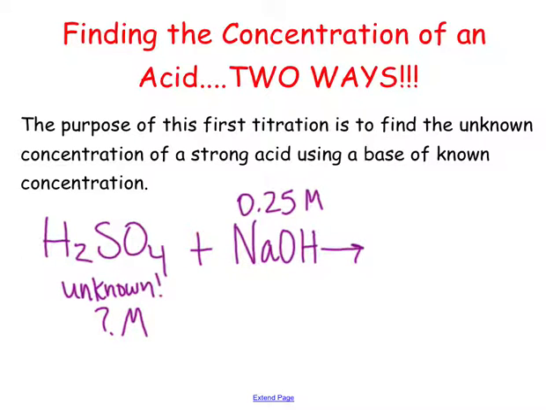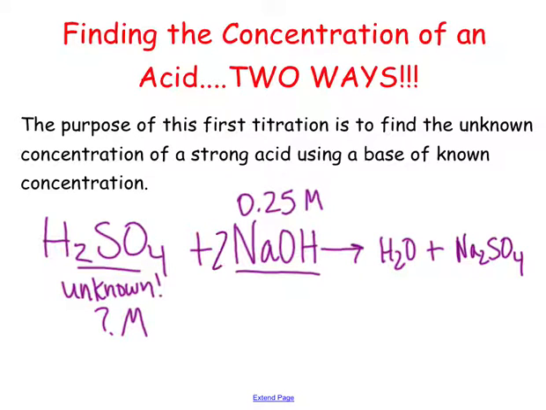So we know that our products, of course, are going to be a salt and water. Our water is water, and our salt is, in this case, sodium sulfate. Okay, and we know that this is a strong titration, which is going to have more meaning later when we do weak strong titrations. So just keep that in mind. This first one is strong. And so if we balance, we'd need 2 sodiums and we'd need 2 waters, and I believe that's balanced.